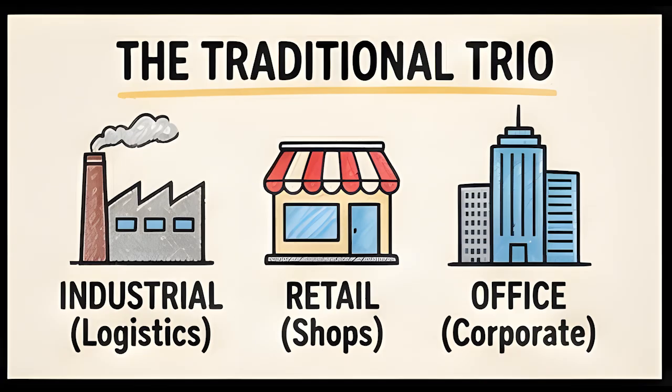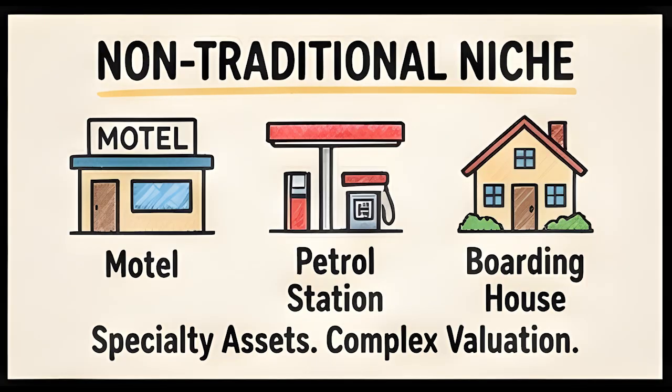Banks love this trio. They have clear lending parameters, established valuation methods, and they are generally willing to be flexible with terms, assuming a solid tenant and location. The non-traditional niche. Now, this is where it gets interesting and often riskier. Non-traditional commercial properties are specialty assets. They don't fit into neat boxes, and their value is often intrinsically tied to the business being operated within them.